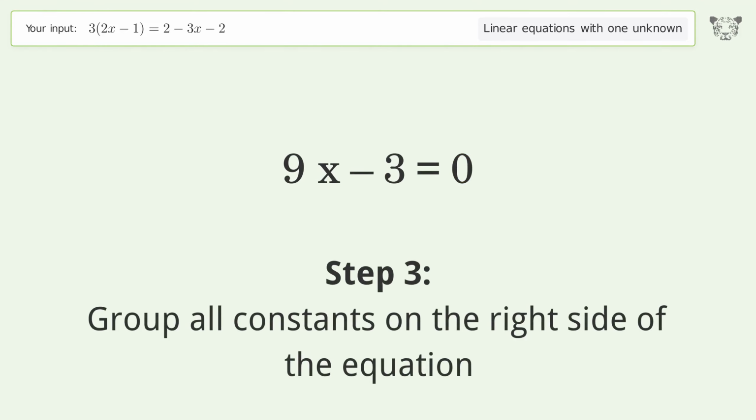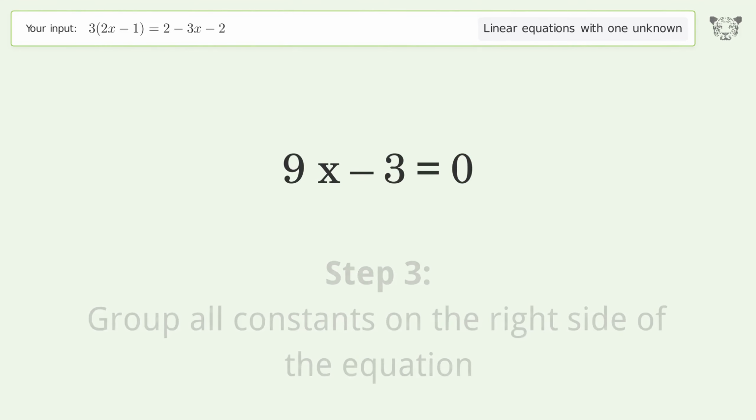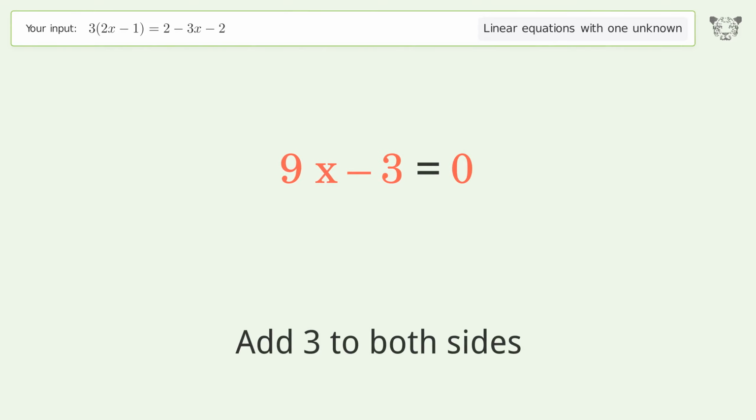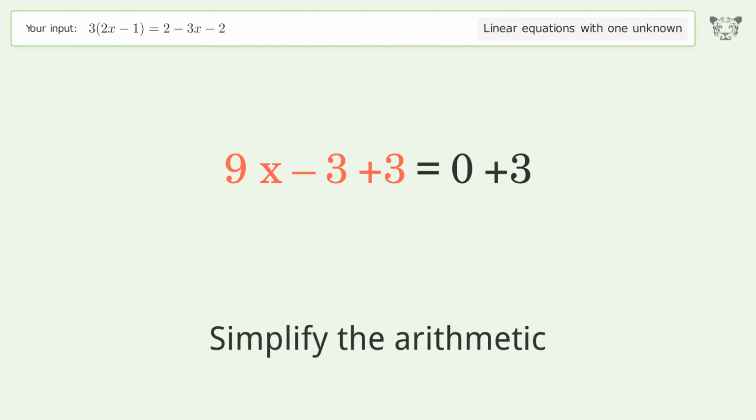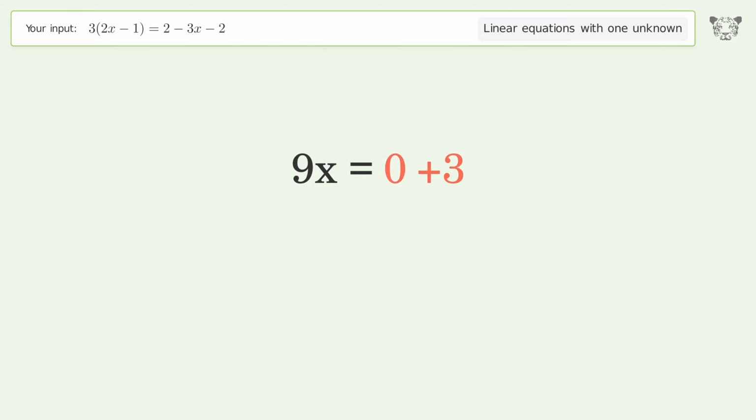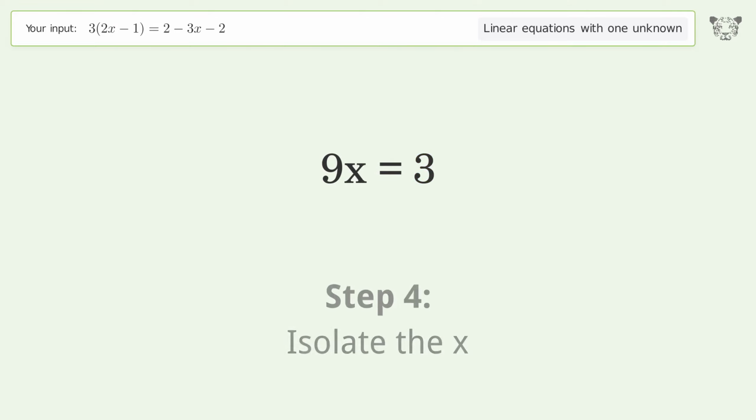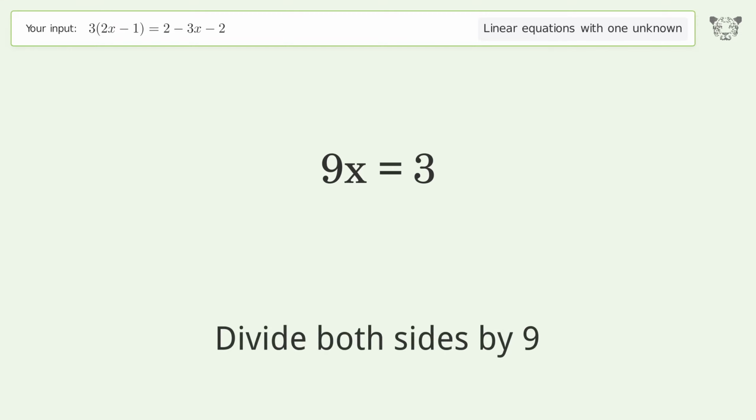Group all constants on the right side of the equation. Add 3 to both sides. Simplify the arithmetic. Isolate the x. Divide both sides by 9.